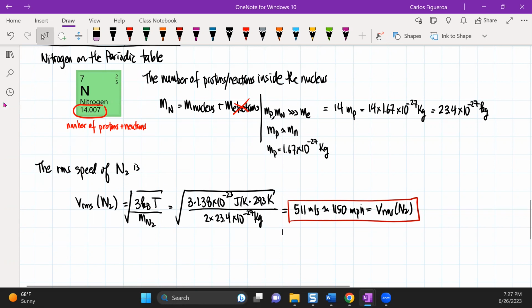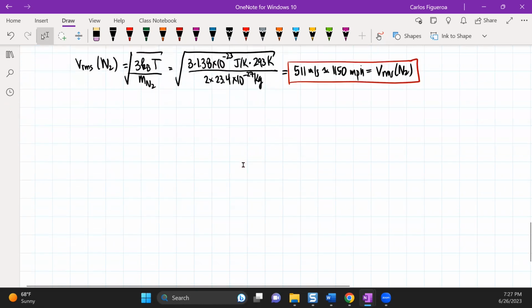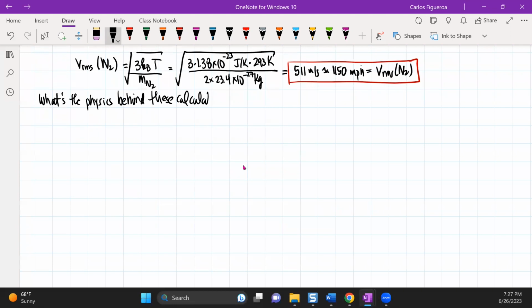Okay, I probably shouldn't have said that, but here we go. So what I want to do here is look at the physics behind these calculated RMS speeds. I did not choose these by random.